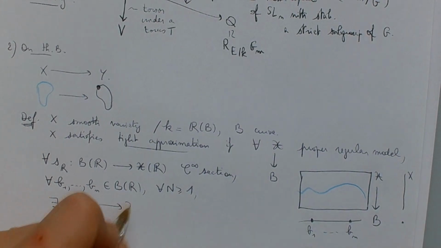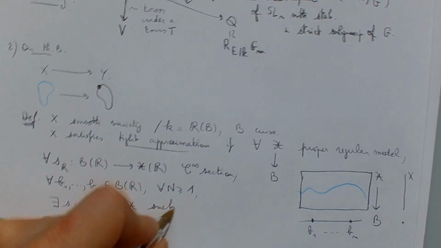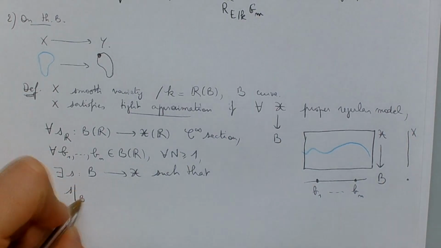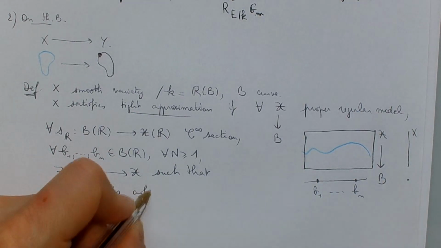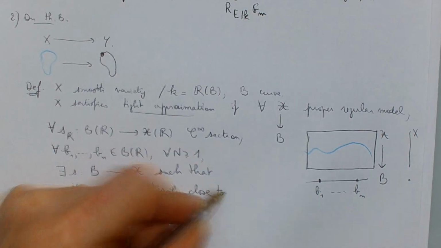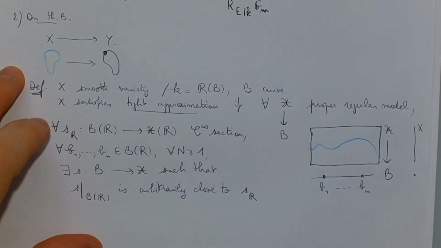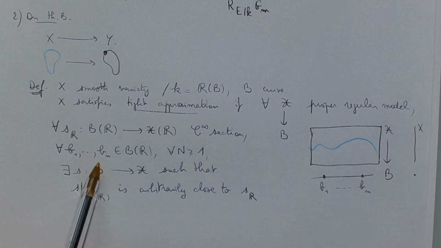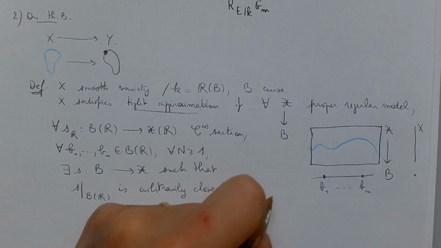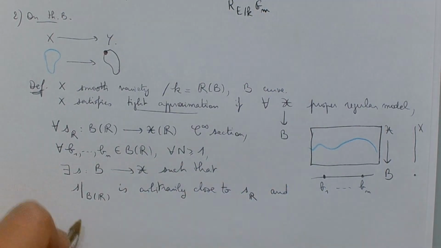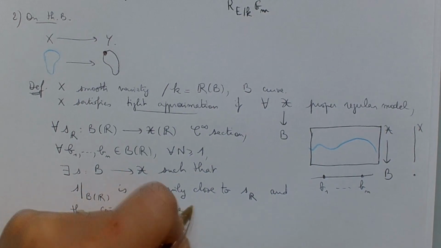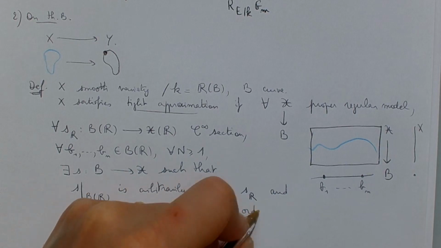so a morphism S from B to script X, such that on the real points, it's arbitrarily close to our given C-infinity section. So S restricted to the real points is arbitrarily close to S_R. And in addition, we want S to go through the same point as S_R above B1, ..., Bn. And not only this, but we want them to have the same Taylor series up to order capital N. So let me briefly write this as: they coincide at the Bi to order at least N.